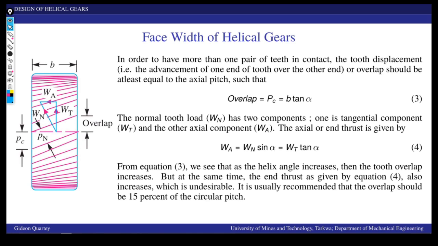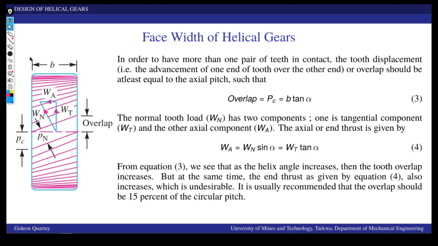Then we're going to look at the face width of helical gears. In order to have more than one pair of teeth in contact, the tooth displacement, that is the advancement of one end of a tooth over the other end, which is also called the overlap, should be at least equal to the axial pitch.